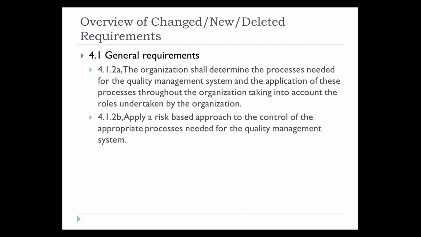4.1.2A states that the organization needs to determine the processes needed for the quality management system and the application of these processes throughout the organization, taking into account the roles undertaken by the organization. So again, this is the process approach. Determine your processes and the application of these processes, but keeping in mind the role you undertake. And then 4.1.2B says, apply a risk-based approach to the control of these processes that you've determined are needed for your medical device quality management system.